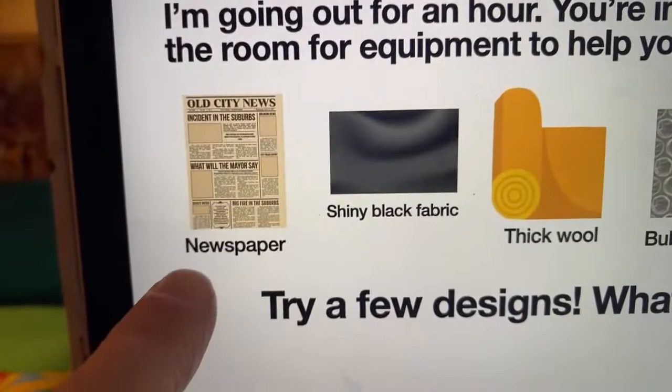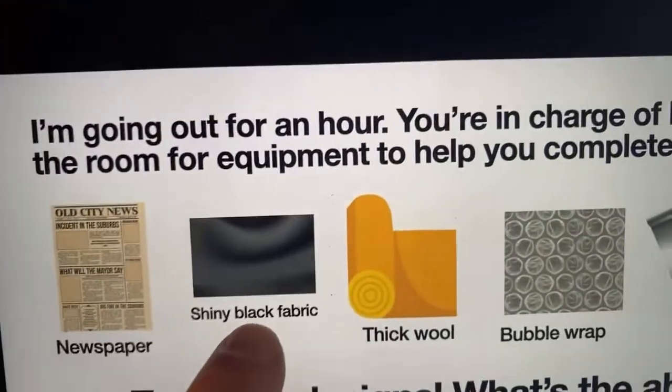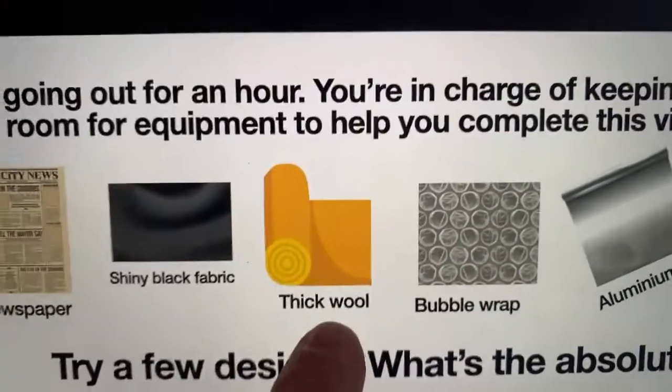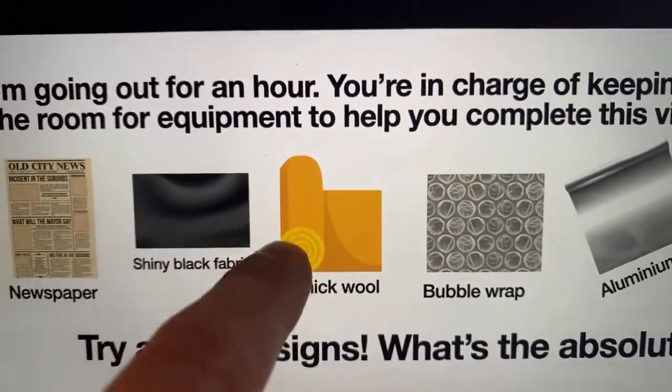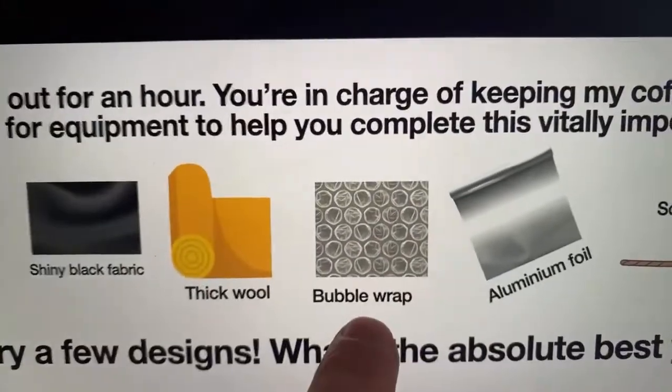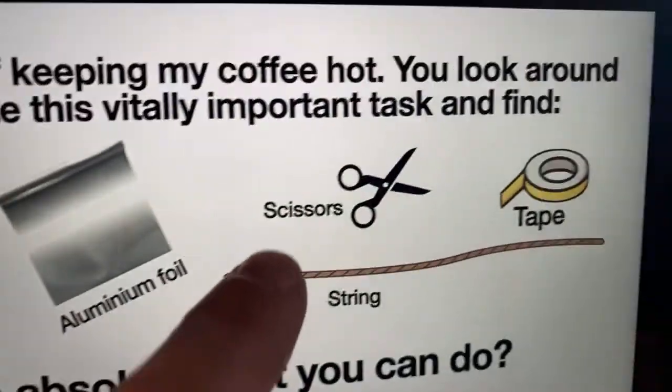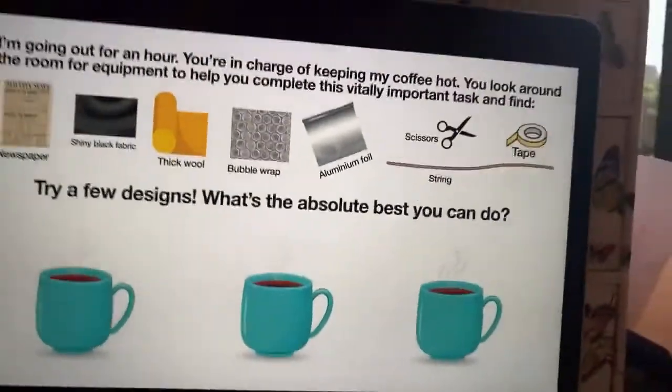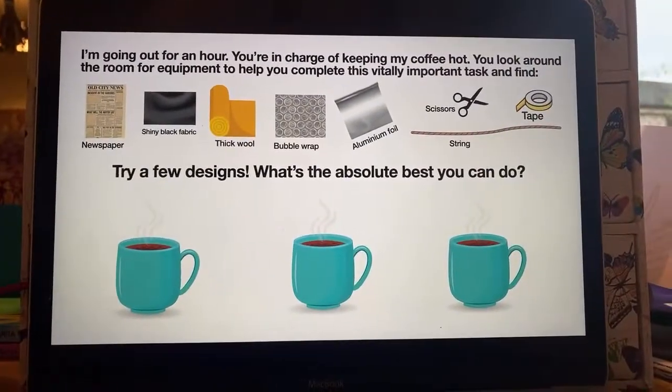But imagine that you've got some newspaper in front of you, some shiny black fabric, some thick wool, some loft insulation that you've found, some bubble wrap, some aluminium foil, some scissors, some tape, and some string. Try out a few designs. What can you do with all this stuff? How are you going to wrap my mug up to keep the coffee hot for an hour, to have it be as hot as possible when I get back?